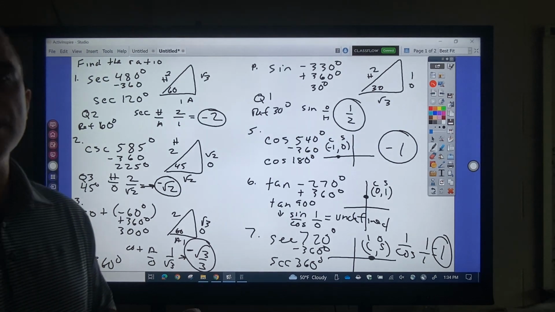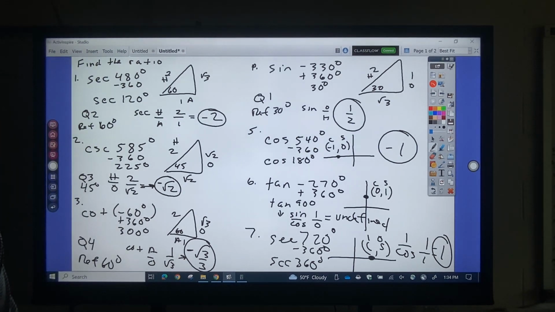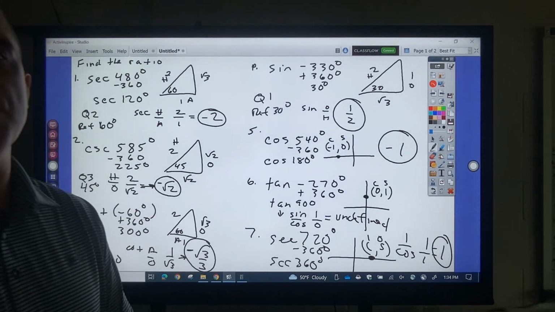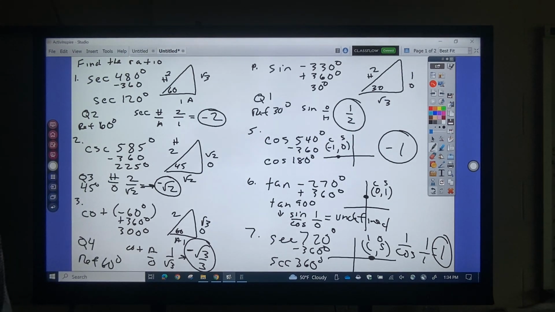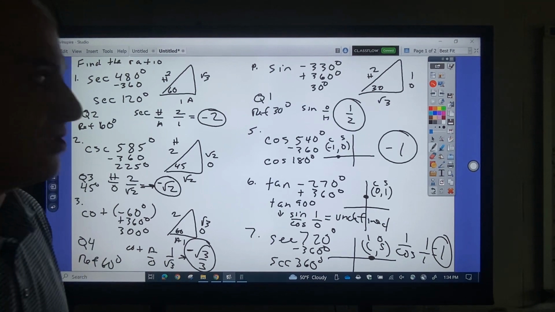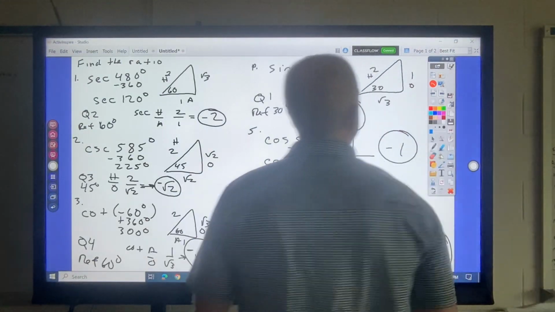At this point, there are some practice problems that you can do, which you can see in the notes if you go into Canvas. You can practice those.